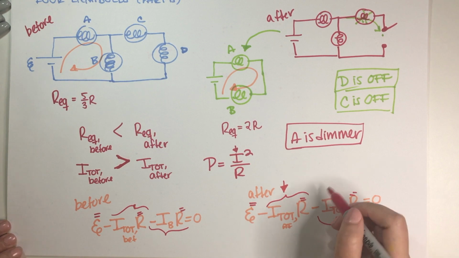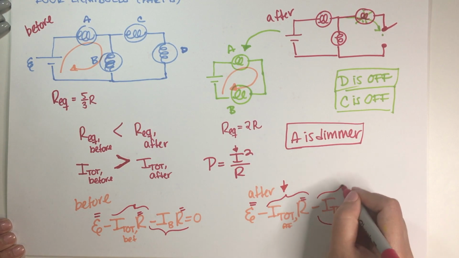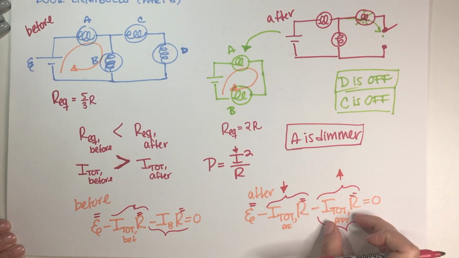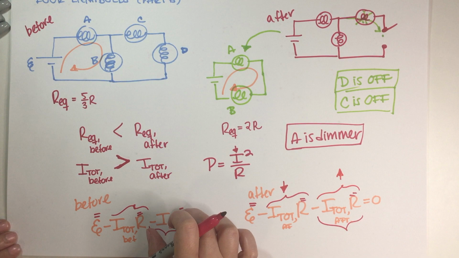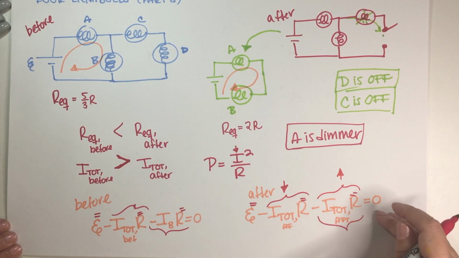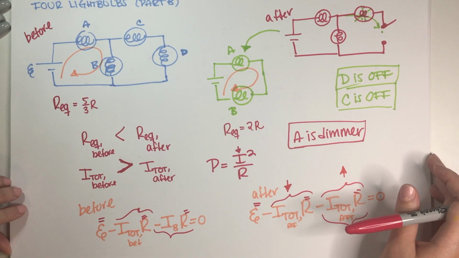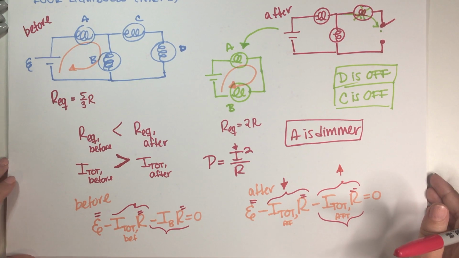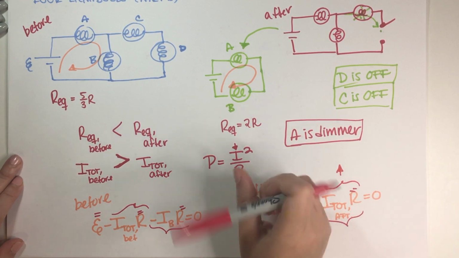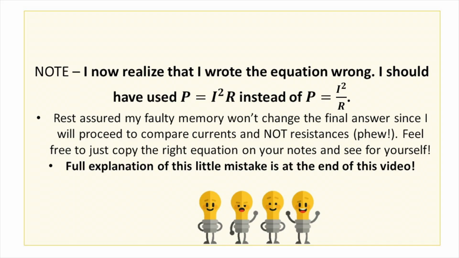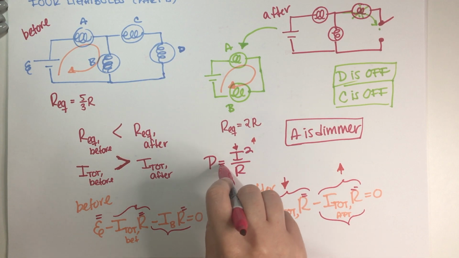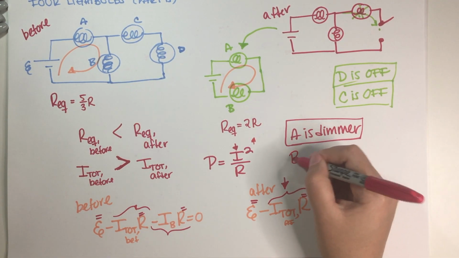And I know that in order for this to stay in equilibrium, this new current crossing through B, this multiplication has to be greater than this multiplication so that everything can be equal to 0, which means that the current crossing B is now greater than before. And because the current for B went up, that means that the power that B is dissipating went up, therefore B is brighter.